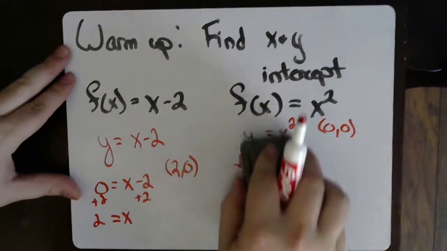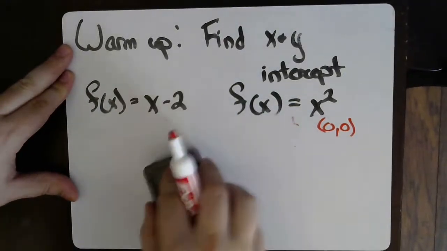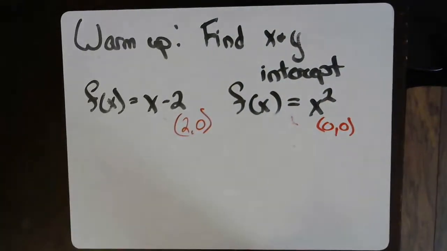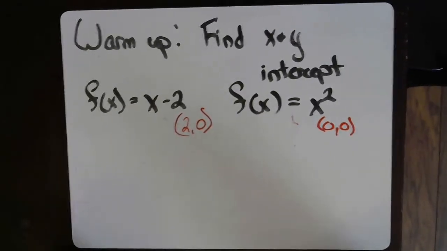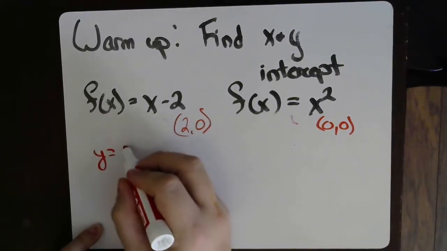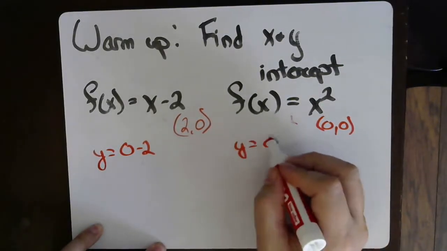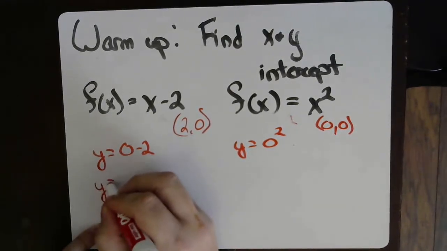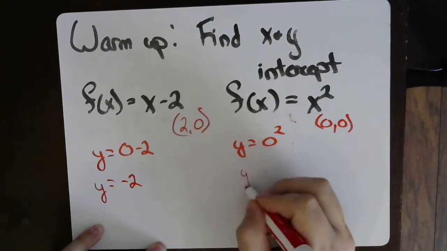Okay, so I'm going to erase this. So now we're going to look for our y-intercept. Move this up here. So what is our y-intercept? Again, we don't know where it intercepts on the y, but we do know that x is 0. So we're going to put that y is equal to 0 minus 2. And in this case, we're going to put that y is equal to 0 squared. Just solve for this. y is equal to negative 2. And again, 0 squared is just 0, so y is equal to 0.